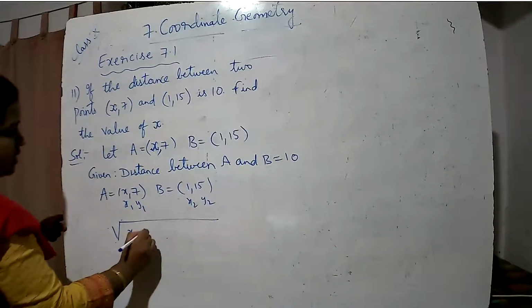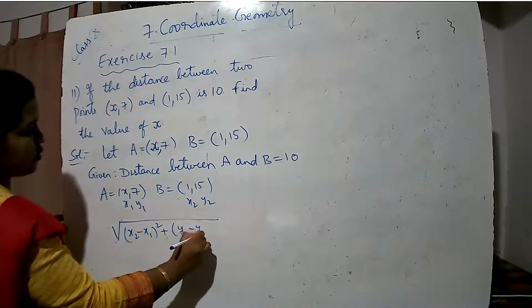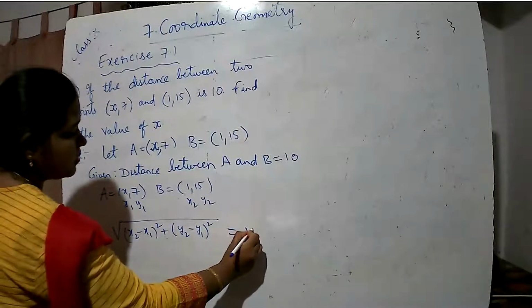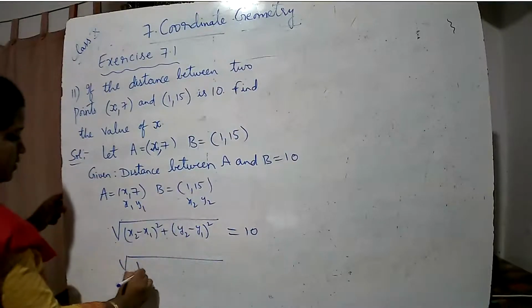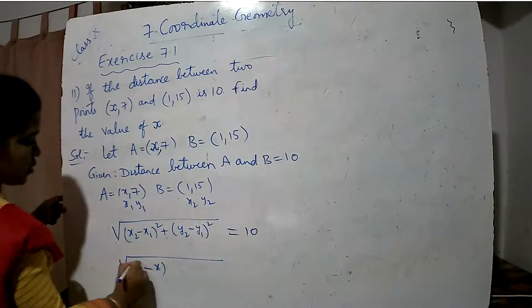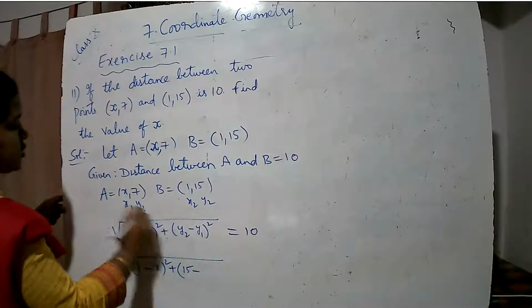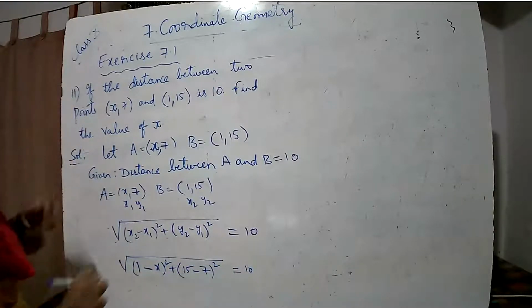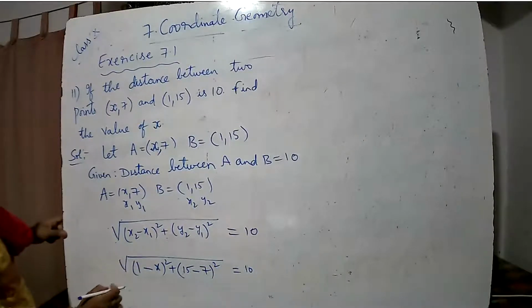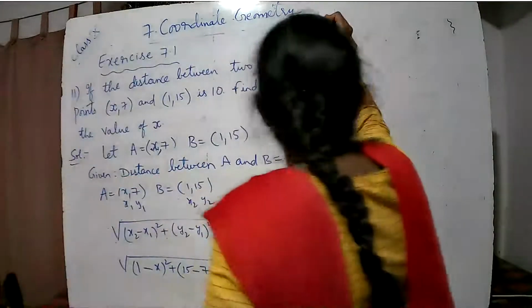Write the formula: square root of (x2 minus x1) whole square plus (y2 minus y1) whole square is equal to 10. That is, square root of, what is x2 here? 1 minus x1, which is x, whole square, plus y2, which is 15, minus y1, which is 7, whole square, is equal to 10. Okay, so now 1 minus x whole square. Apply the distance formula. Yesterday we have done (a minus b) whole square. We will use this formula.